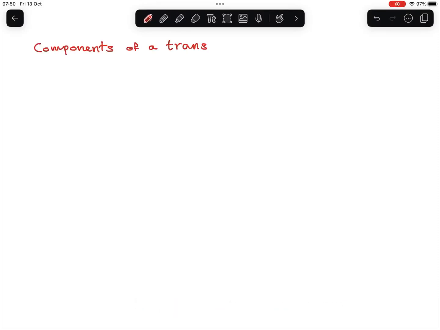Components of a transformed vector. In the previous video, we covered the fundamentals of tensor components. In this video, I will be teaching you how to derive the components of a transformed vector.